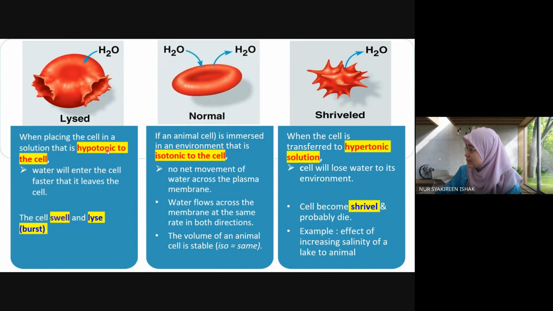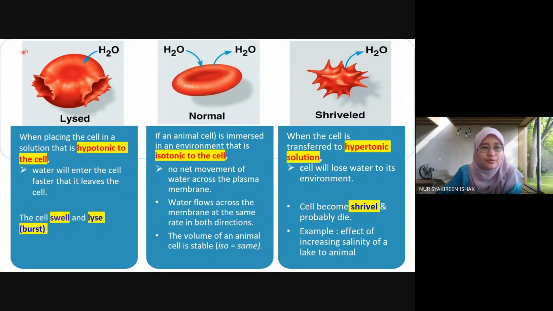So let's look at this diagram here. This slide shows you what happens if you immerse an animal cell. So this one applies for animal cell. So highlight that, put a title here: animal cell. When you place the animal cell in hypotonic solution, there will be more water outside the cell. So the water will enter into the cell through the process of osmosis. Water will enter the cell faster than it leaves the cell.